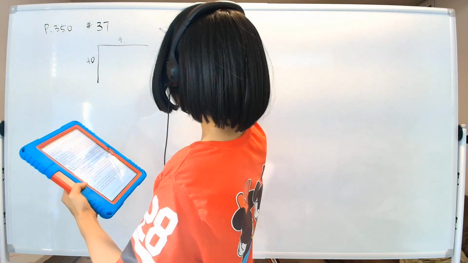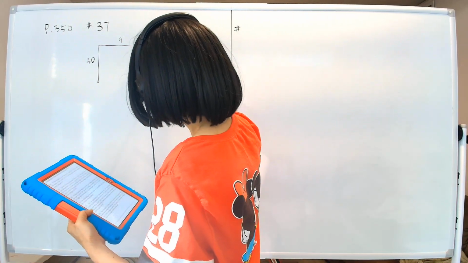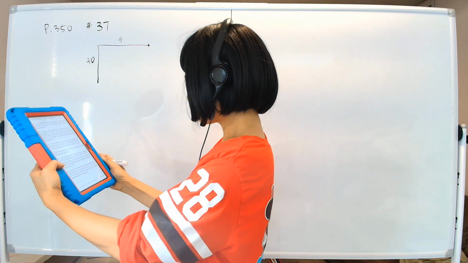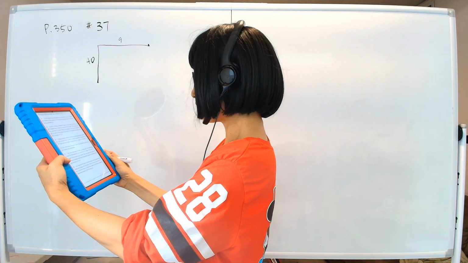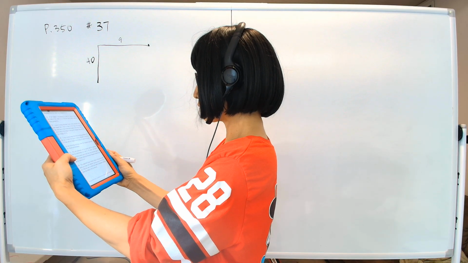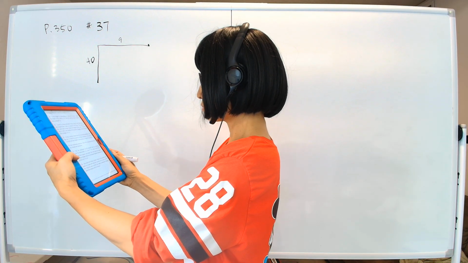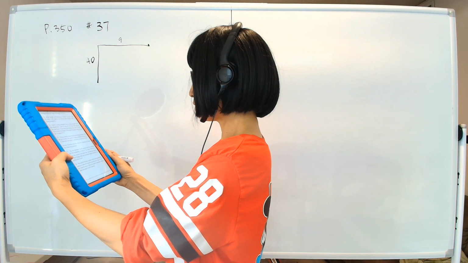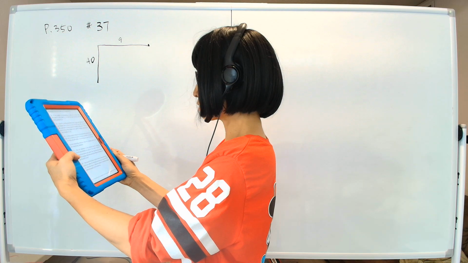All right, but anyway, so there's the bird. Here's you. Here's the bird. The bird is flying horizontally at the rate of 10 meters per second. What is the rate of change of the angle when the horizontal distance between you and the bird is 9 meters?